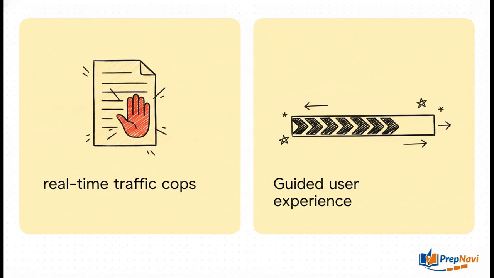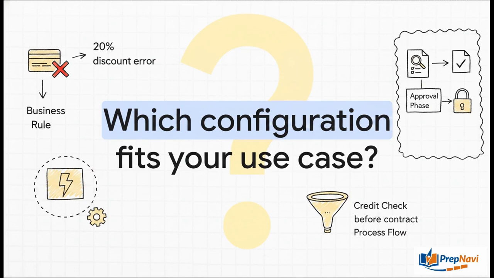On the flip side, business process flows, or BPFs, are your guided user experiences. They sit right at the top of the screen like a progress bar, literally holding the user's hand and walking them through distinct stages and steps, kind of like moving a sales pipeline from lead to close. But here is the real exam trap. Do you actually know which logic configuration is the right fit for your specific use case?